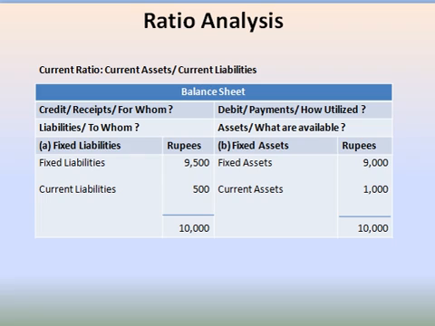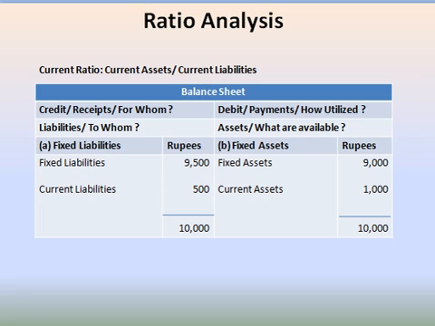I've taken an example here. What does this example talk to us about? It talks to us about a company where we have the credit receipts, and from whom, on the credit side of the balance sheet, which is on the left side as you see on the screen, and then the debit payments, how it was utilized, or assets available on the right side or the debit side of the balance sheet. And we see a concept there called fixed liabilities and current liabilities. Fixed liabilities is 9,500 rupees and current liabilities is 500 rupees. Fixed assets is 9,000 rupees and current assets is 1,000 rupees.